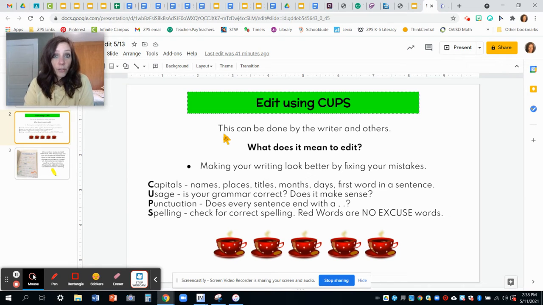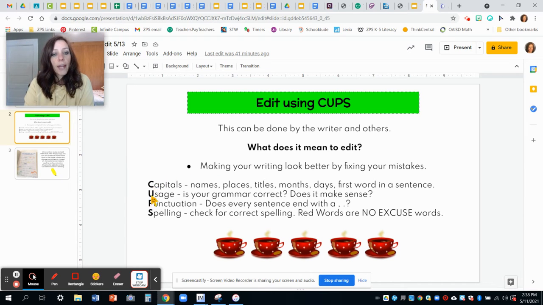It can be done by the writer and should be done by the writer. You should be the first one to go back over your story and reread it, right? And see, okay, what do I need to fix? You should be the first one to do that. Then you can ask a partner or a parent or a sibling or a friend to go over it and edit it as well. Okay, when you edit, you make your writing look better by fixing those mistakes.